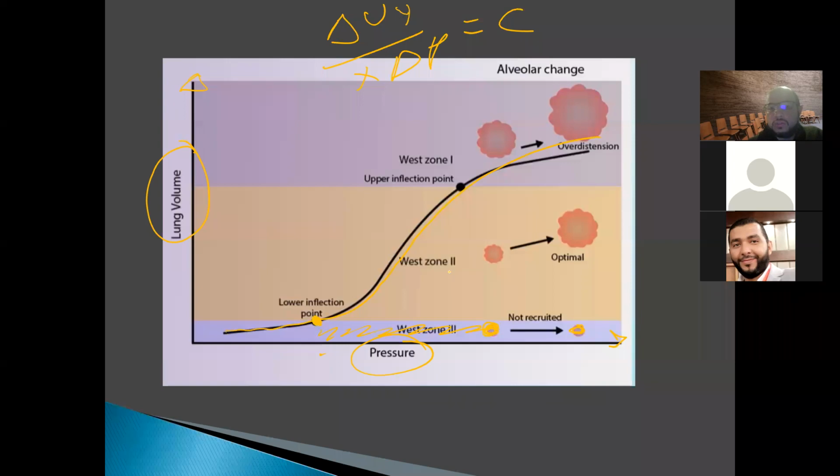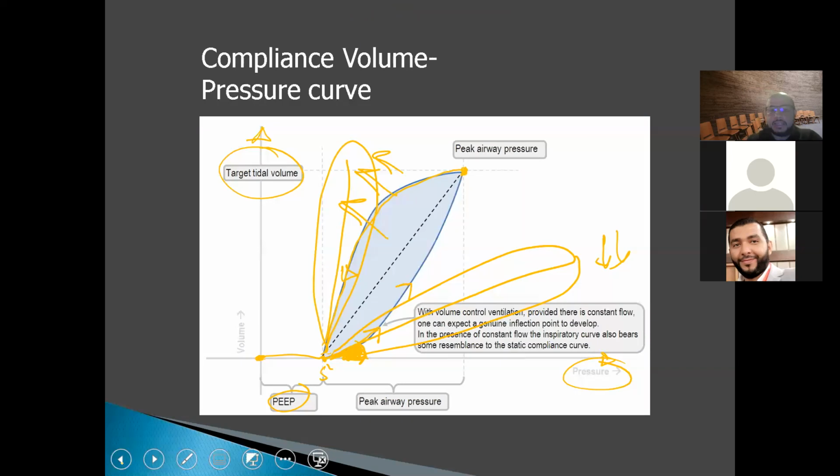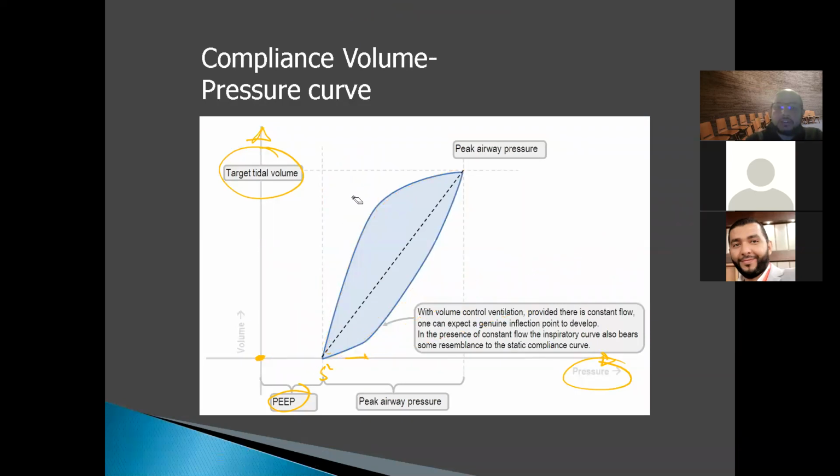In zone 2, that's the normal, a small increase in the pressure is going to give a higher increase in your volume and optimize your alveoli, and that's the optimal VQ. That's the optimal level. And when you pass certain points, then with higher pressure you get minimal changes in your volume. And that's overexpansion.